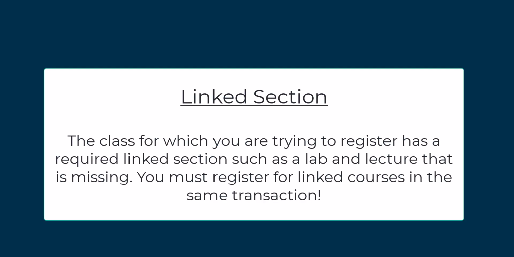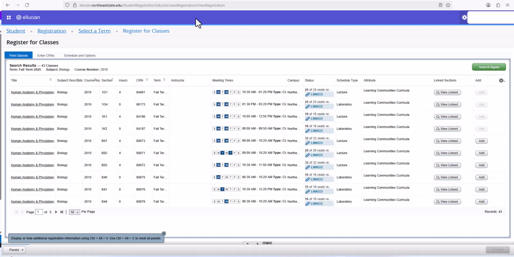Linked section. This is an error you will often receive for sciences or other courses that have a lab and lecture section. This means you are trying to register for one part of the course, the lab or the lecture, but you are not registering for the other. Lab and lecture courses must be registered for in the same transaction.